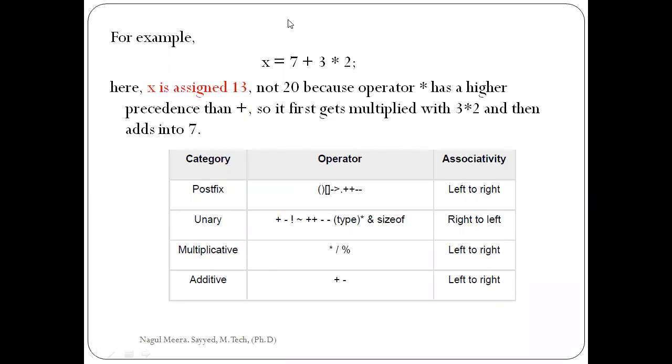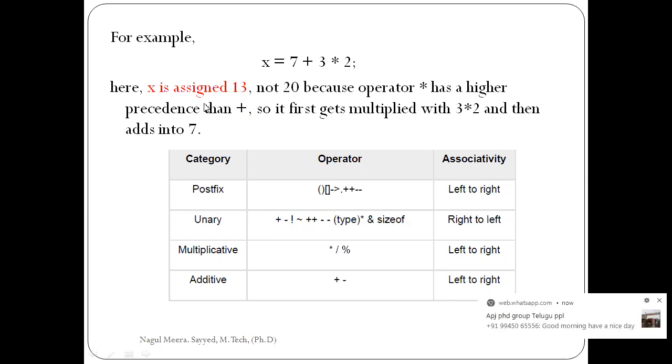If you take, for example, 7 plus 3, that is 10, 10 into 2, that is 20. So that is not the exact answer. Simply, what it says is: first the multiplication operation is performed and then the plus operation is performed.